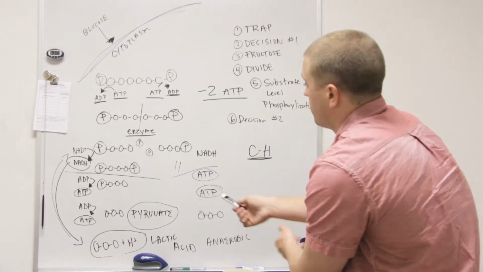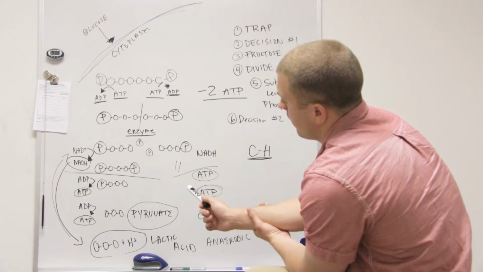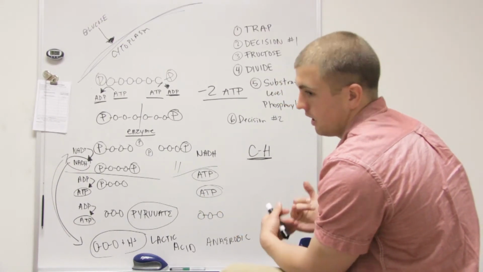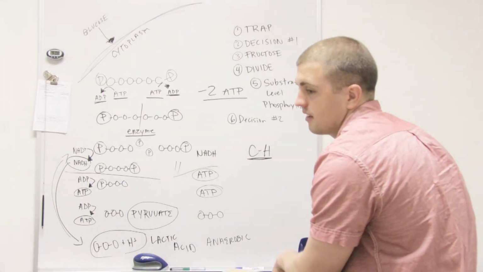We're trying to produce pyruvate, and we're also trying to produce ATP. So if we didn't give away the phosphate, ADP would still be ADP. But we want ATP because ATP holds energy. It's way better.